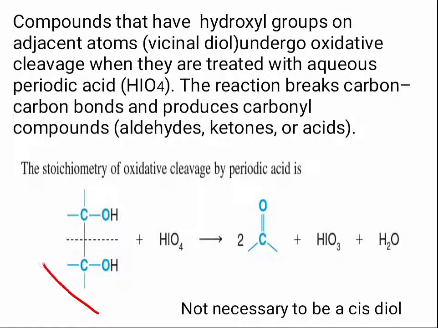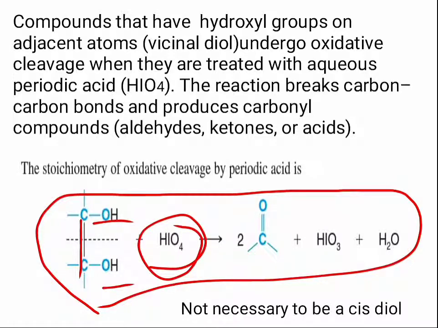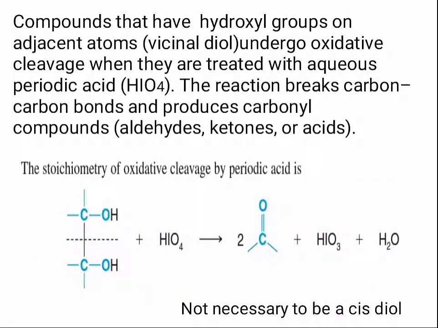This is the stoichiometry of oxidative cleavage by periodic acid. You have this carbon-carbon bond and this vicinal diol. You are treating it with HIO4. Then this bond will be broken, and you will get two molecules of ketones in this case, and HIO3 plus H2O. And the important thing is that this OH does not necessarily have to be a cis diol. That means these do not have to be in the same positions or same directions.